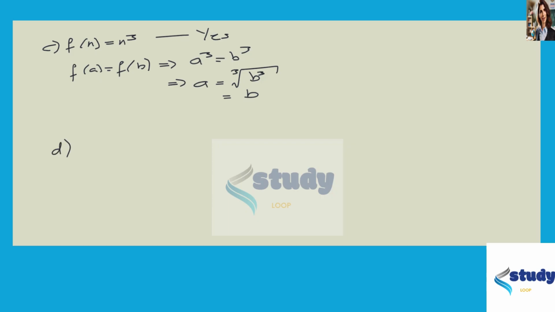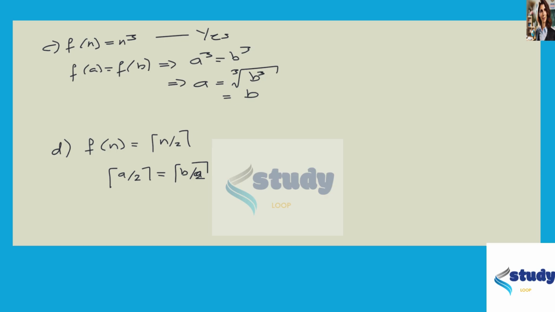Now finally, d, f of n is equal to the ceiling of n over 2. So this is not a one-to-one function. To do the arithmetic, it is very difficult to prove that a and b do not necessarily need to be equal for this to occur. Instead, what you could do is guess values for which this will occur.